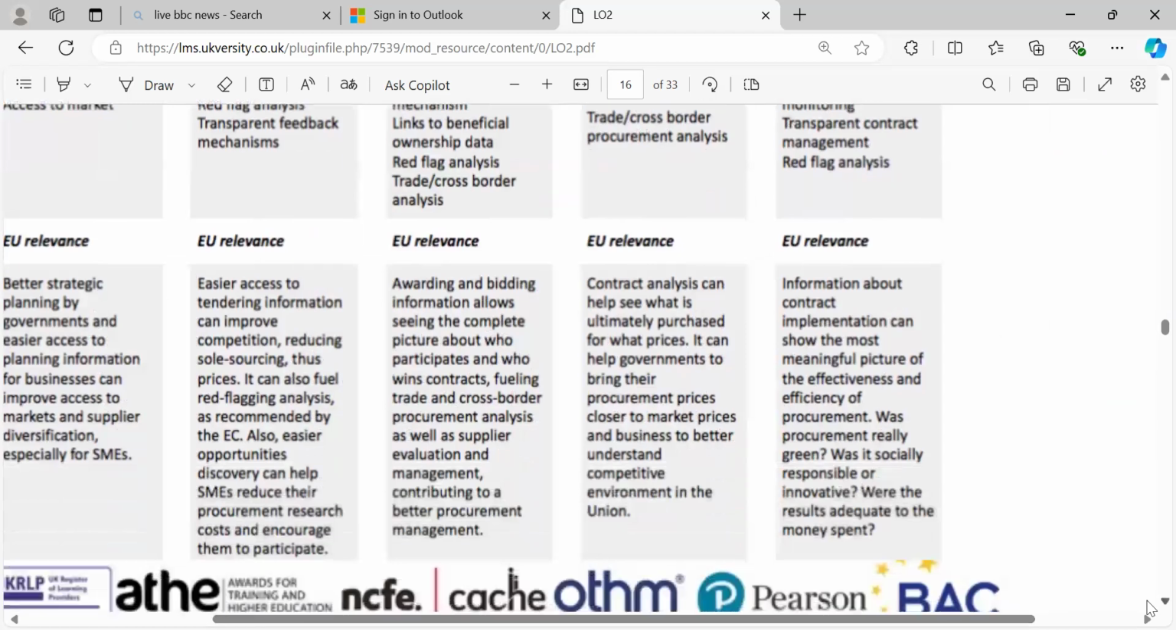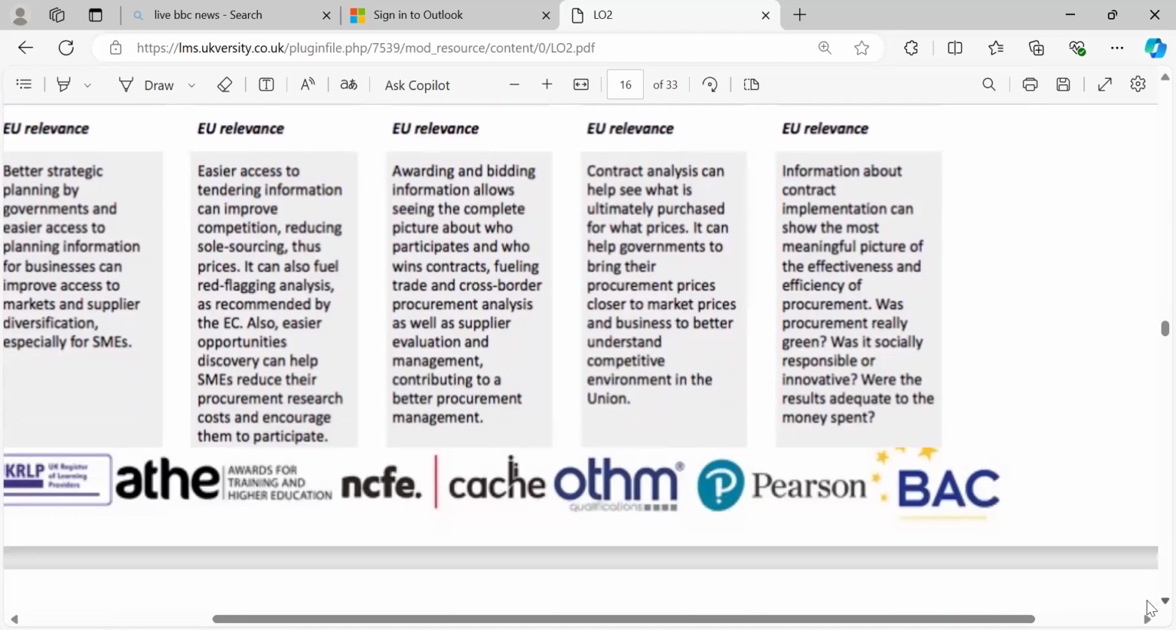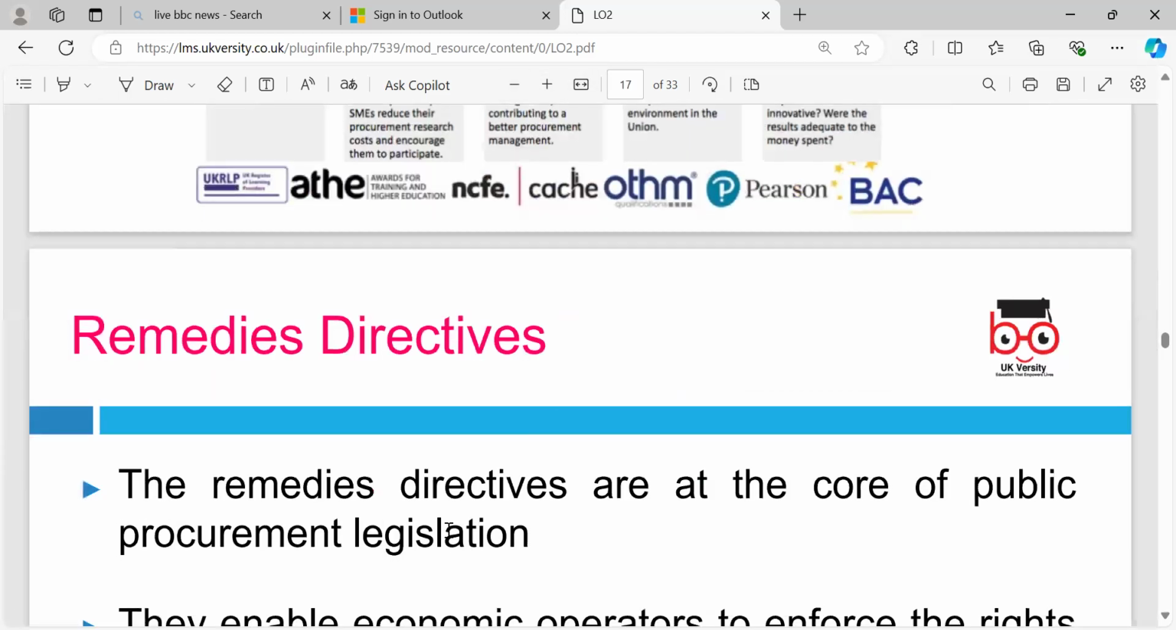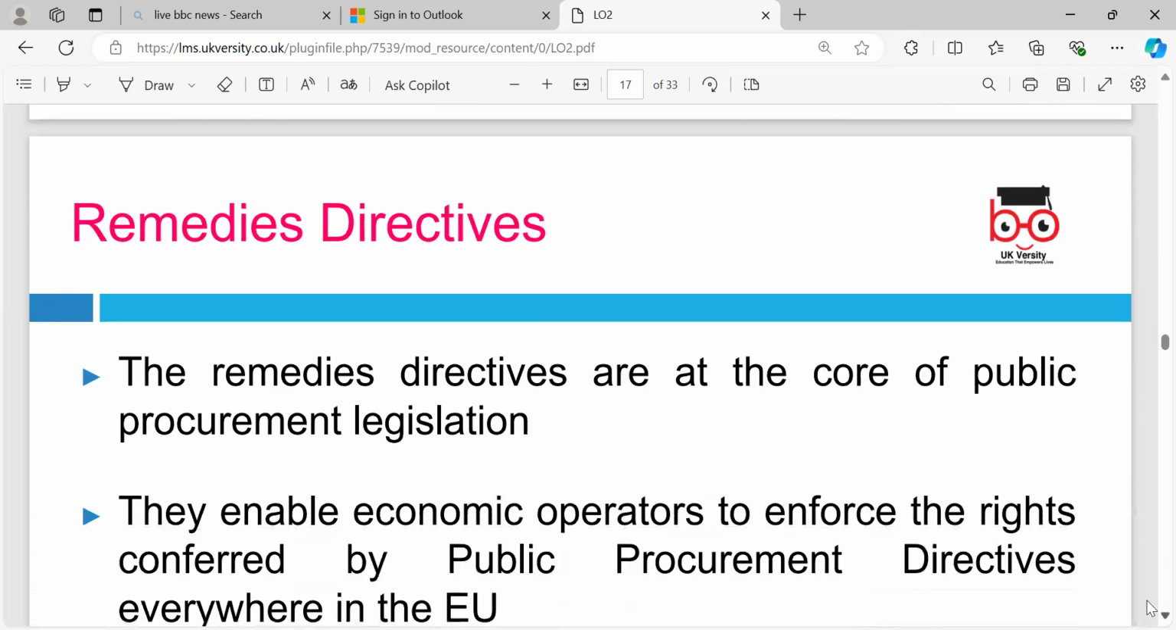EU relevance: information about the contract implementation must give a meaningful picture of effectiveness and efficiency. The public can see, they have a right under the Freedom of Information Act, how much has been spent on this project, to whom it was awarded, on what basis it was awarded, and how the tender was accepted.